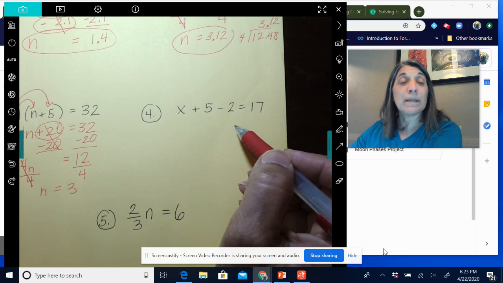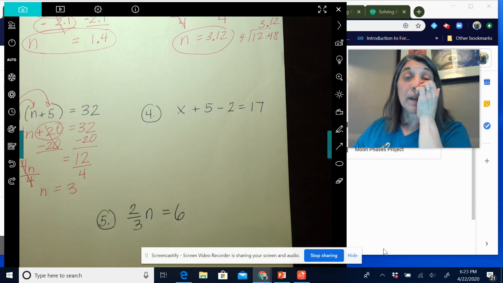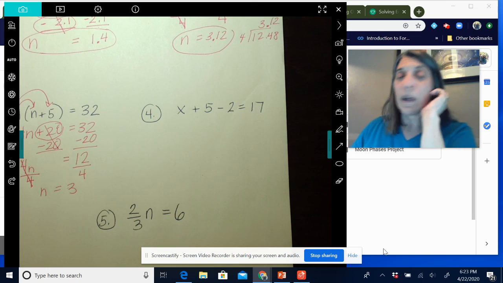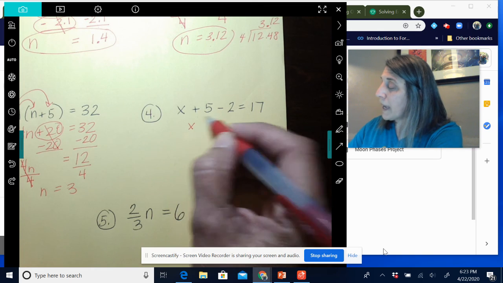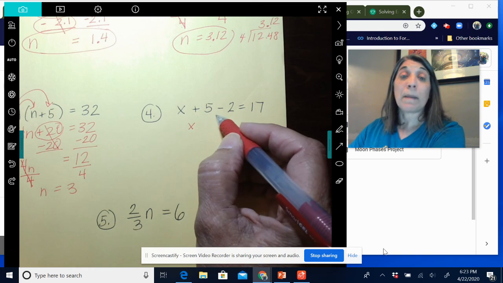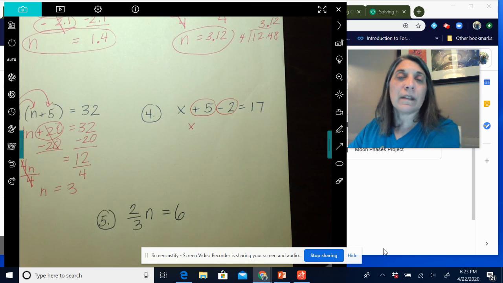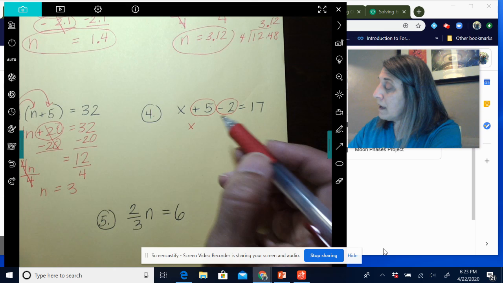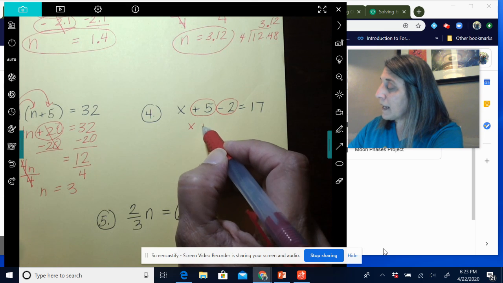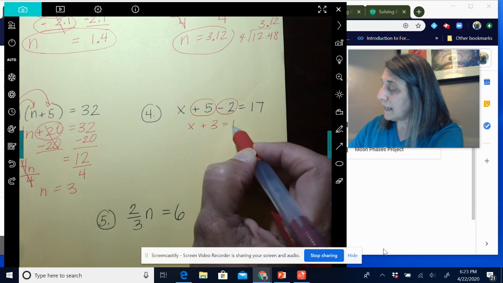Okay, this one is very similar. You just didn't have to do the distributive property first. This one's multi-step as well. The first thing I'm going to do is go ahead and combine my like terms, which is my positive 5 and my negative 2. There's a couple of different ways you could have done this, but let's just see how you did. So when I combine these two together, I get a positive 3 equals 17.